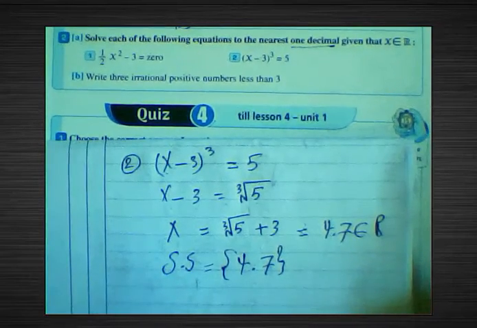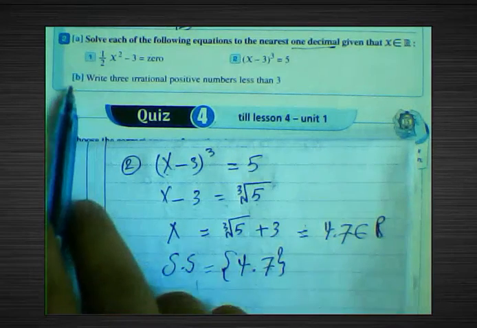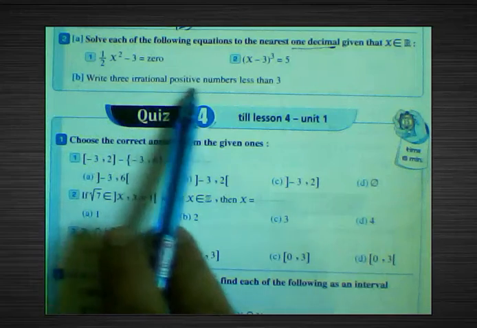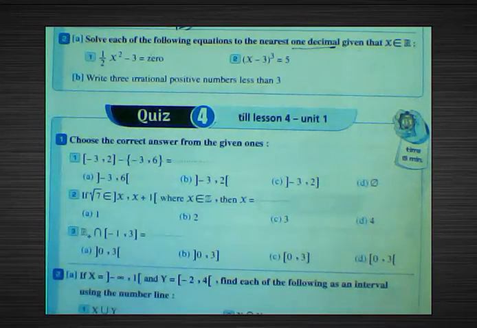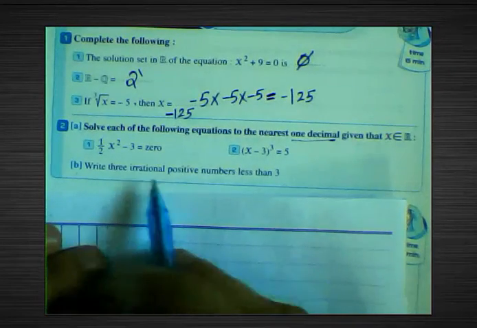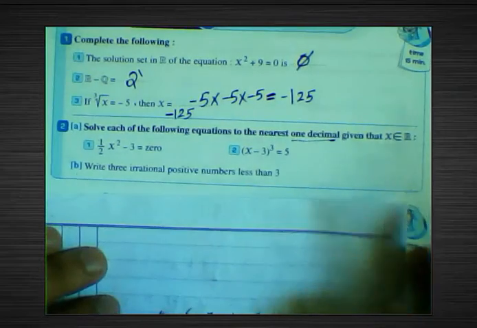Okay, another example. Letter P: write 3 irrational positive numbers less than 3. Who can solve it? We want to find 3 irrational positive numbers less than 3.